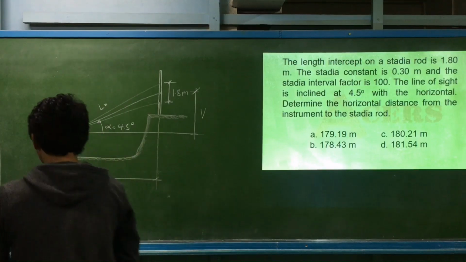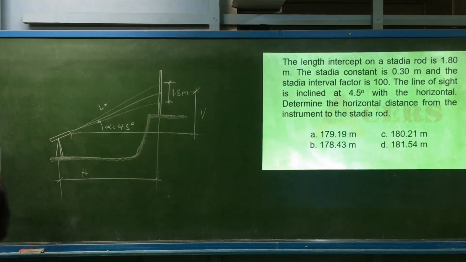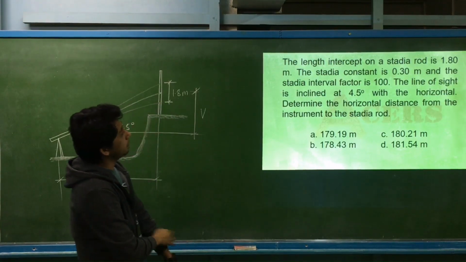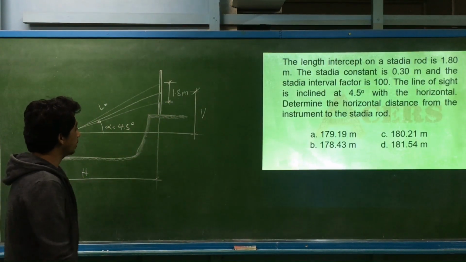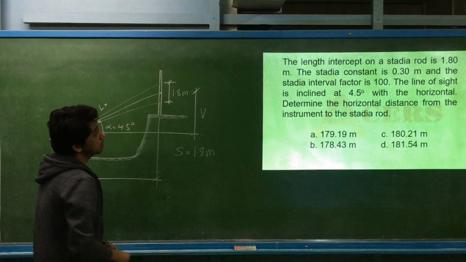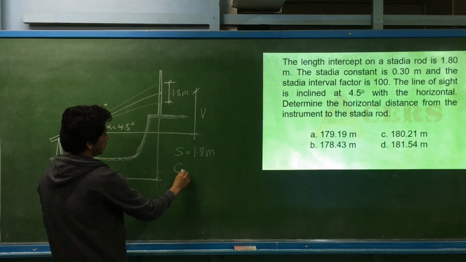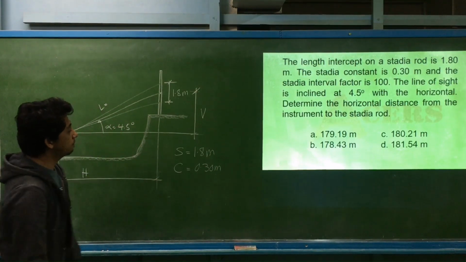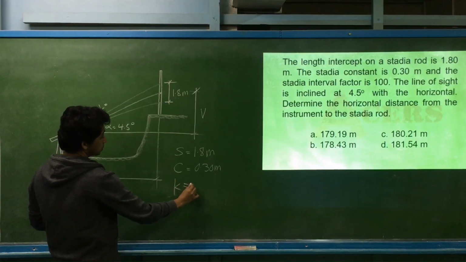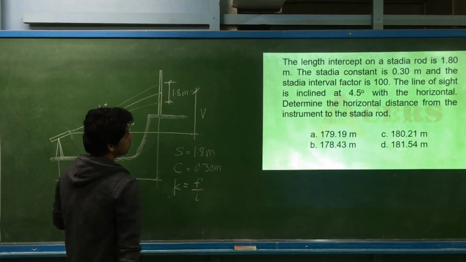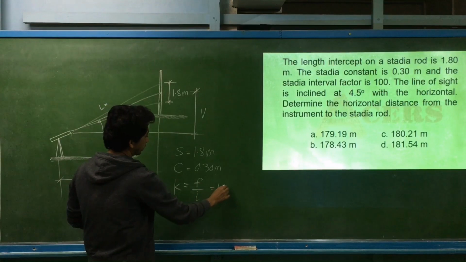Okay, so our next example is tachyometry. So isa rin sa mga old procedures sa surveying. We have the length of intercept on stadia rod is equal to 1.8, or that is the stadia intercept S equal to 1.8 meters. So the stadia constant is 0.30 meter, and the stadia interval factor, in some references it is K. Stadia interval factor is the same as F divided by I. F over I is equal to 100.